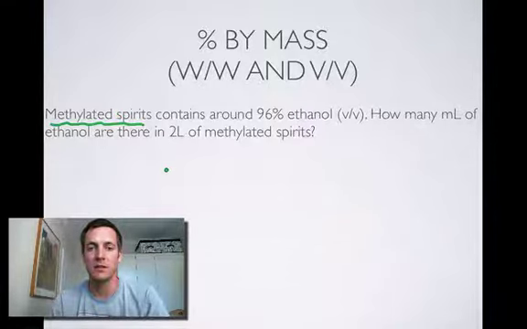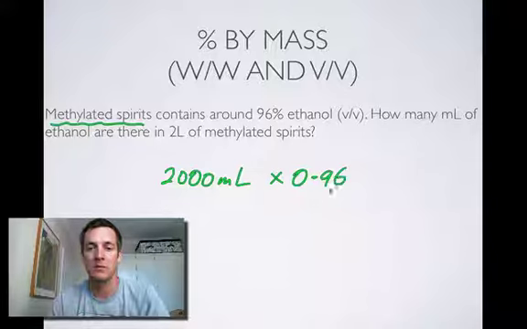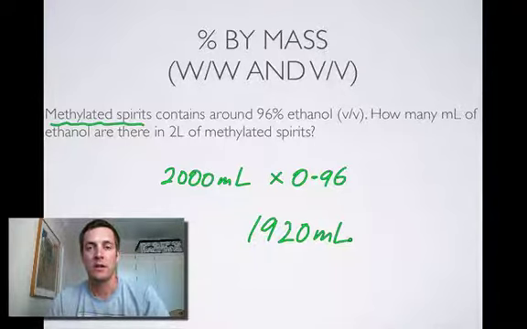2 liters is 2,000 milliliters. It is absolutely vital that you know the conversion between milliliters and liters. There's 1,000 milliliters in every liter. How many of those will be ethanol? Well, 96% is 0.96. So if you multiply 2,000 by 0.96, you get 1,920 milliliters. So that's what we mean by percentage concentrations. Very, very simple indeed. If you can do percentages, you can do those.